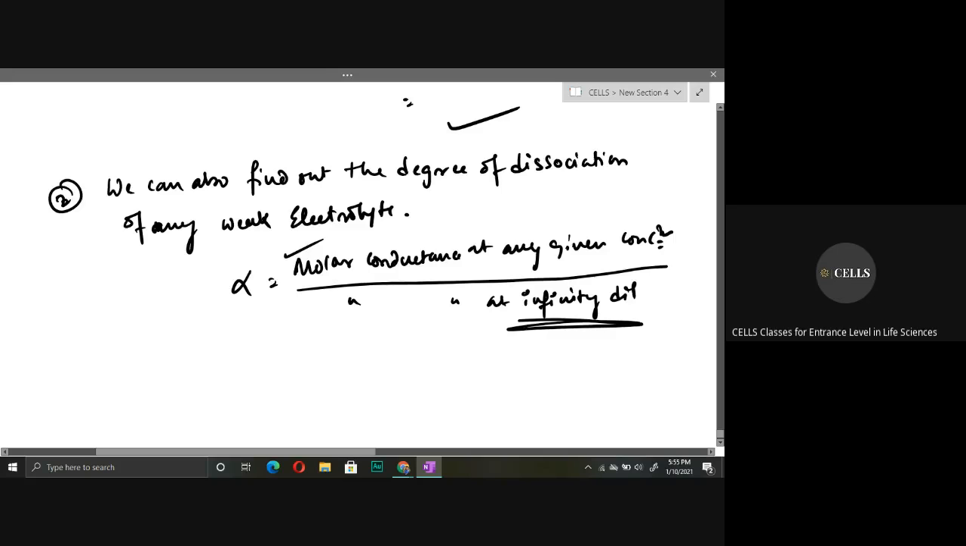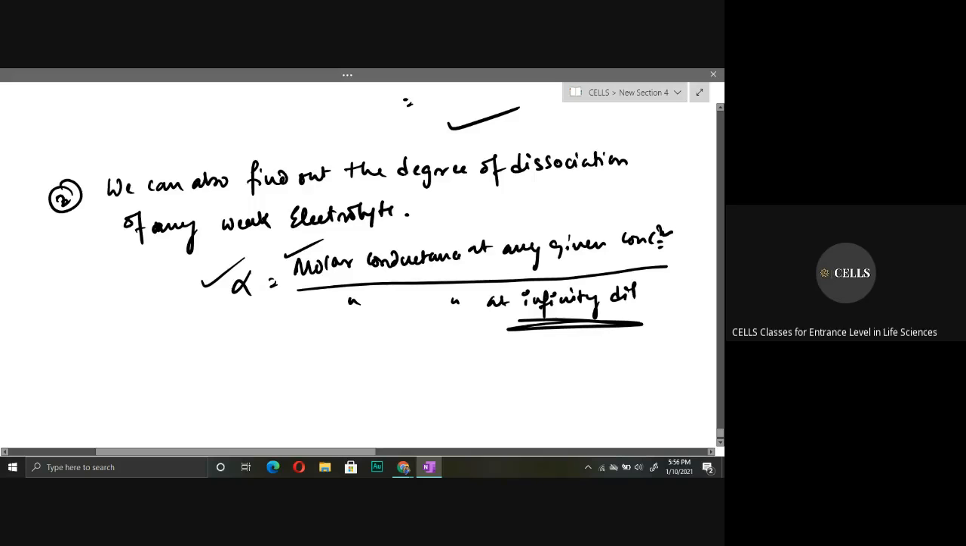You just divide them and you will get the value. From this alpha value you can also find H plus, since we know that H plus equals C alpha. From that you get the concentration of H plus, and if you want the pH, that will be minus log of H plus. So from that you can also get the pH value. So you can actually correlate this alpha to the ionic equilibrium questions.